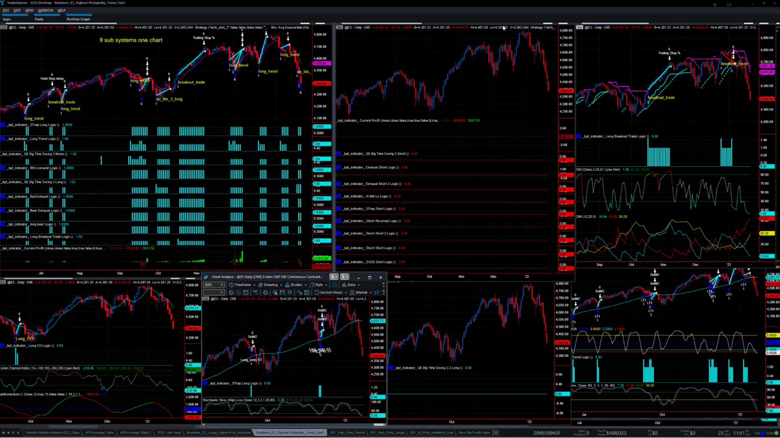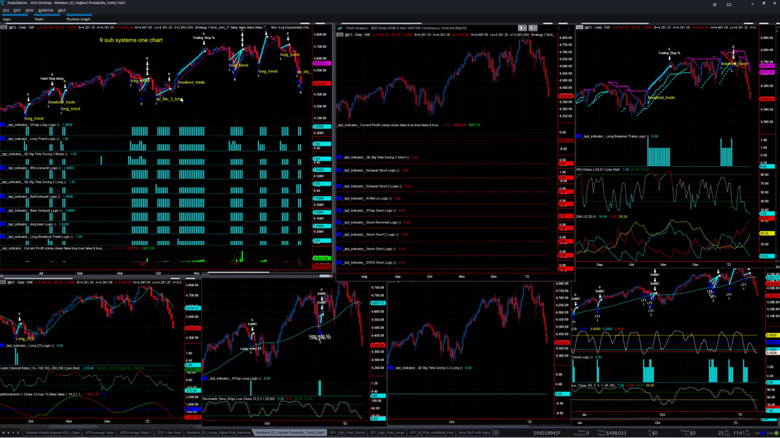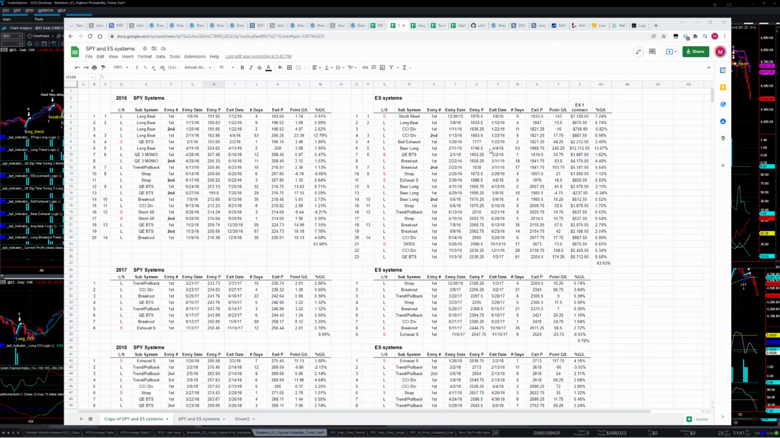Here's the same set of subsystems on the ES futures component. They obviously give a lot of similar trades, but different trades. You can see ES is currently also in the same trade, with 3 entries on the QEBTS. A couple other things I do want to point out. I think, and I think most of you agree with me, 2022 is going to be one hell of a volatile year.